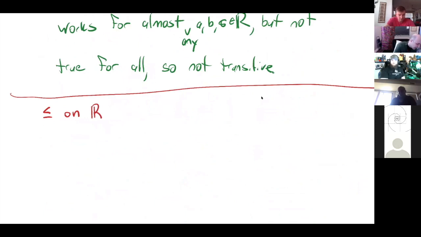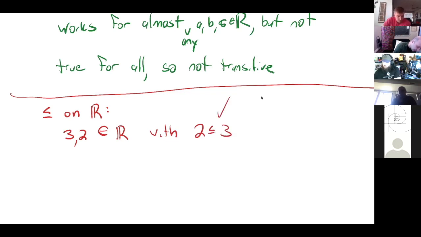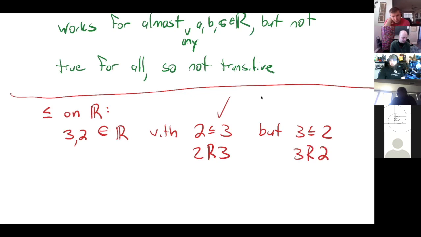Yeah, so thank you. One just came in on the chat to me, so share it with you guys. So if we take 3 and 2, these are two elements in our set. We've got 2 is less than 3, so that checks out, but 3 is not less than 2. So here what we're trying to say is this is going to be symmetric if this implies that for all A and B in R. So if I can find one that doesn't work, again, that would be a disproof of that.